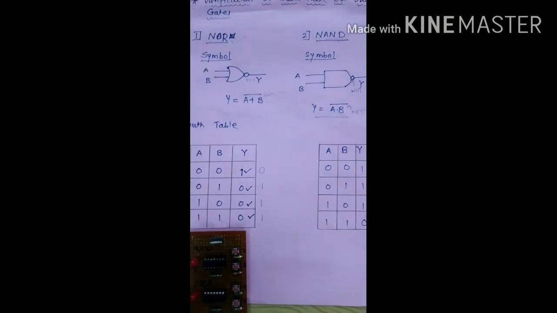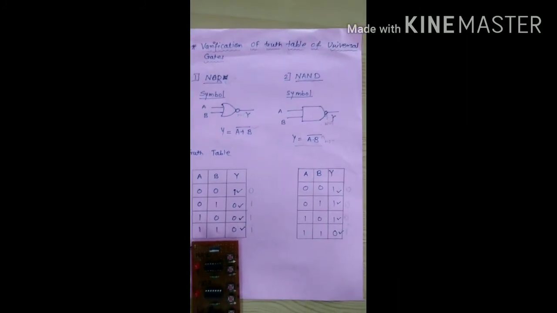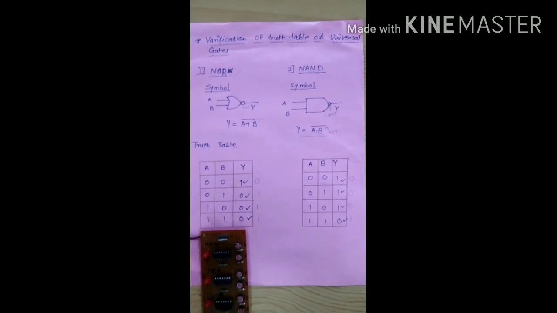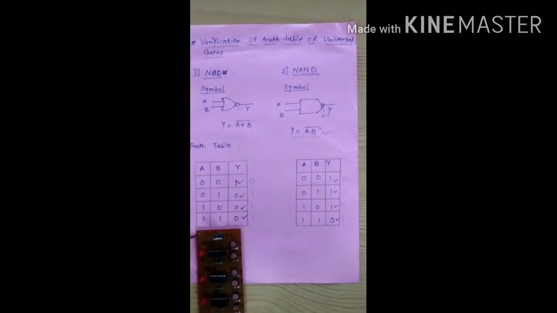So in this way we have verified the truth table of universal gates, that is NOR gate and NAND gate.